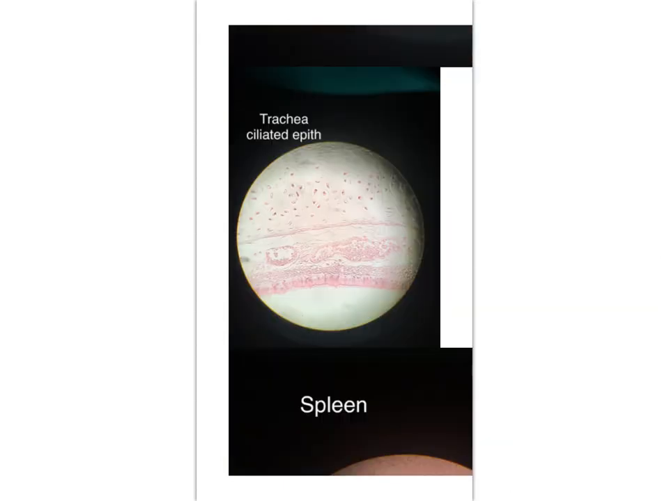Okay, so our fourth slide is the trachea. Unfortunately, when I uploaded these images, I can't get this bottom part. So I know it says spleen, but just ignore that. Let me put an X through that. So no spleen. Let me get rid of this here.